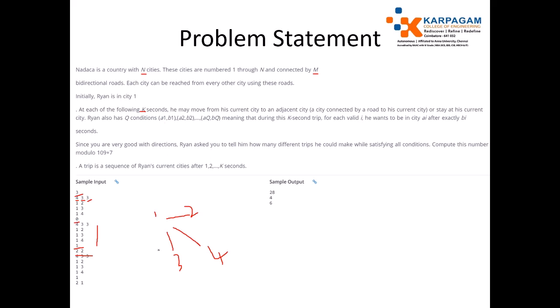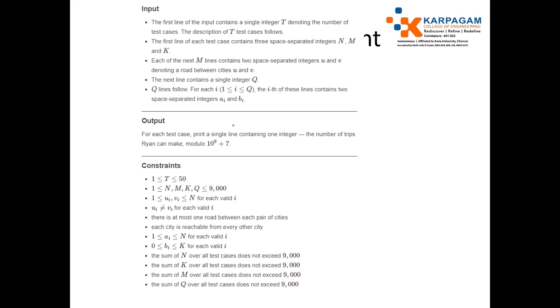So here we need to find how many different trips could be made according to the conditions. This is a dynamic programming problem. By using the memoization technique, we can solve this problem. These are the constraints I have told already. The number of trips should be taken modulo. Modulo should be applied if the value is very high. If the value is very high, just apply modulo 10 power 9 plus 7.